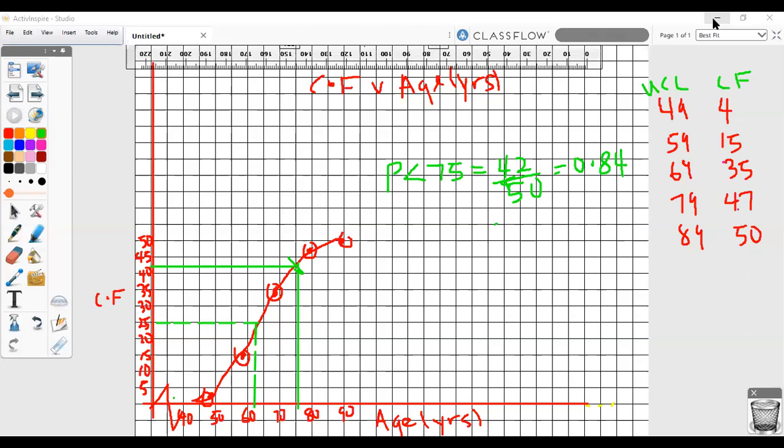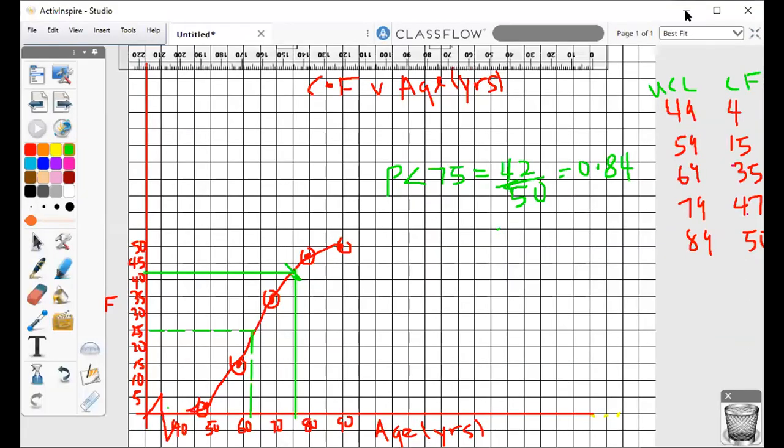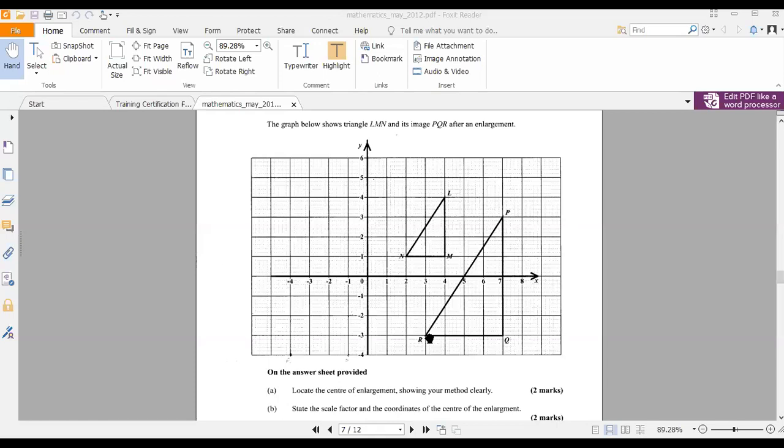Okay. So for number 6 now, if you don't have a graph paper, don't worry. I just want you to look at it, right? Just watch us as we go along how to find the center of enlargement. They're asking for the center of enlargement, guys. How do I find a center of enlargement?